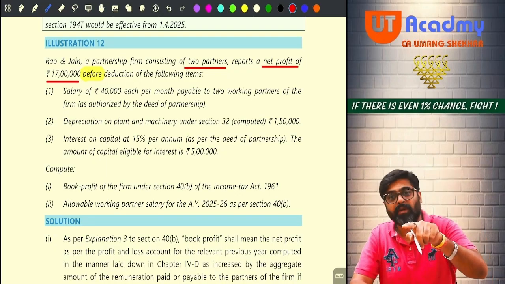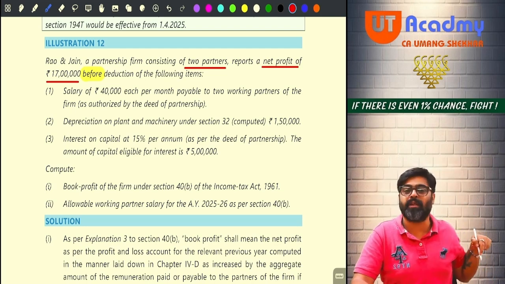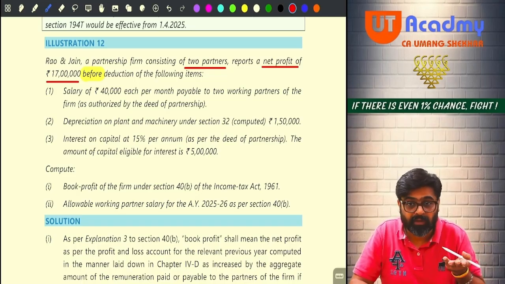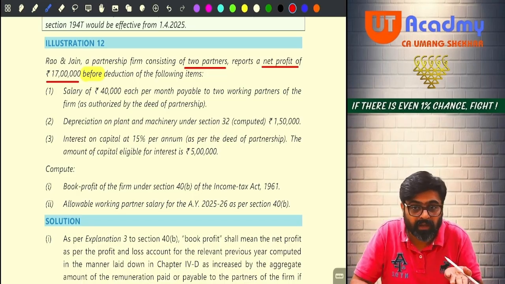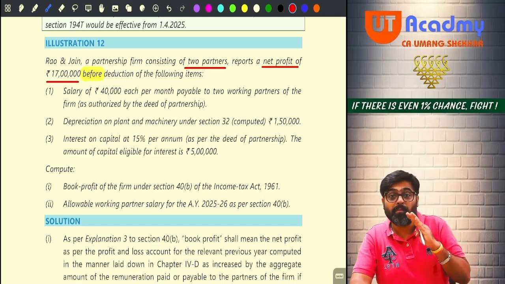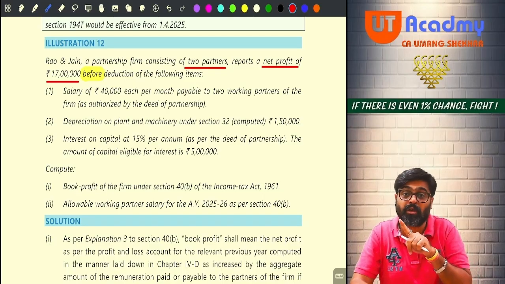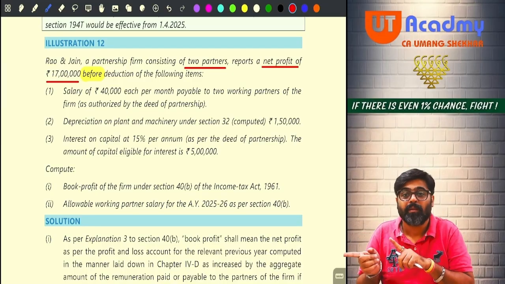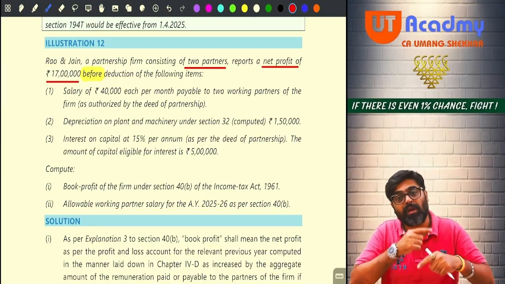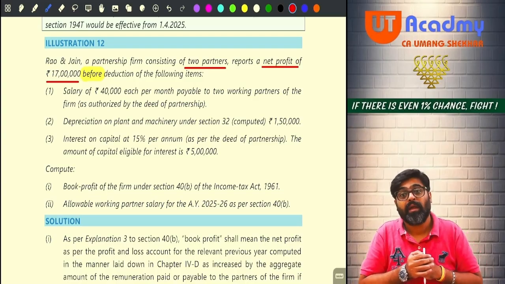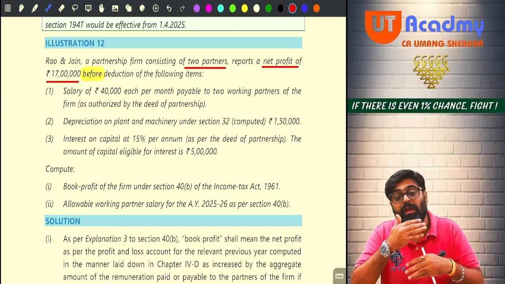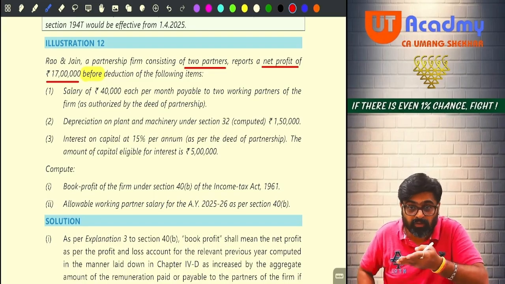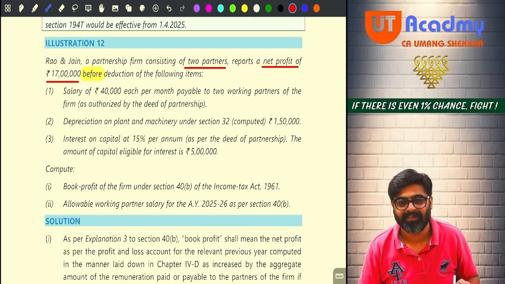Now that net profit is before claiming these 3 amounts. That has to be after depreciation, after allowable interest, but before remuneration. So remuneration is not reduced and you are not supposed to reduce also. But depreciation is not reduced. You will have to reduce the depreciation. Interest is not reduced. You will have to reduce the interest. But interest is 15%. Don't reduce 15%. Reduce only allowable interest. Yes or no?